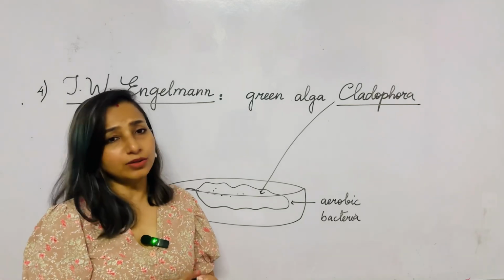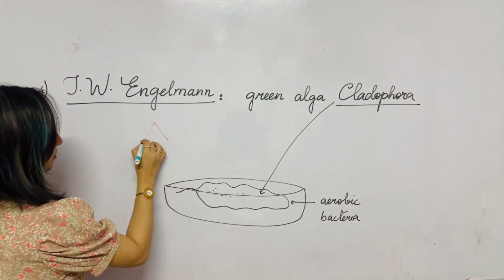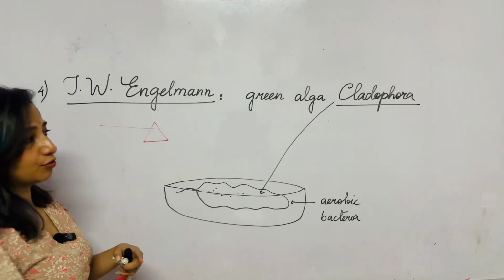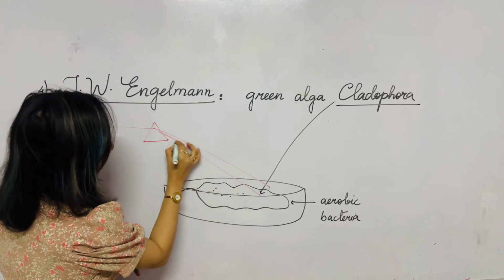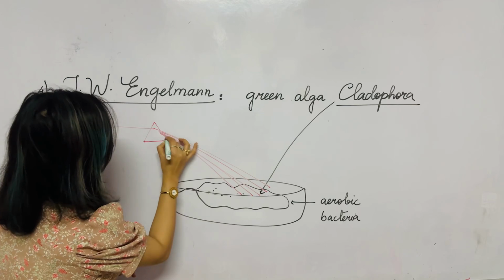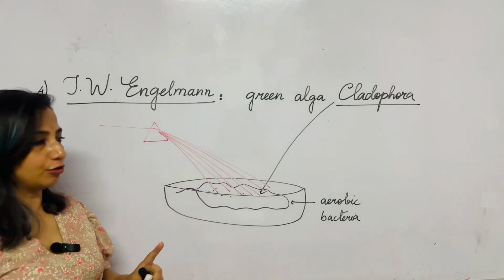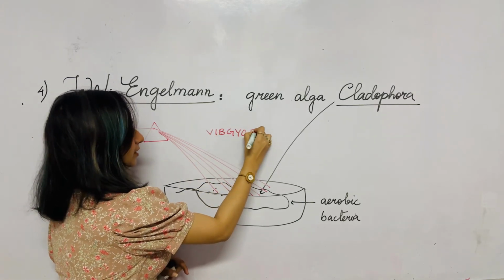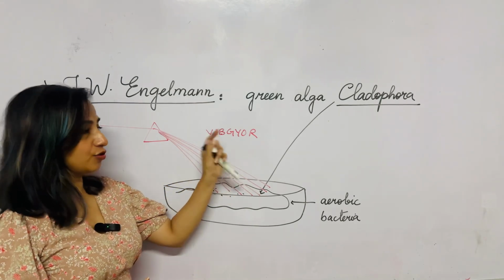Okay. Now, Engelmann, what did he do? He took a prism, and he split light. Now, when light passes through the prism, what do you get? If you remember, we get the Vibgyor, the visible spectra of light. Violet, indigo, blue, green, yellow, orange, red.